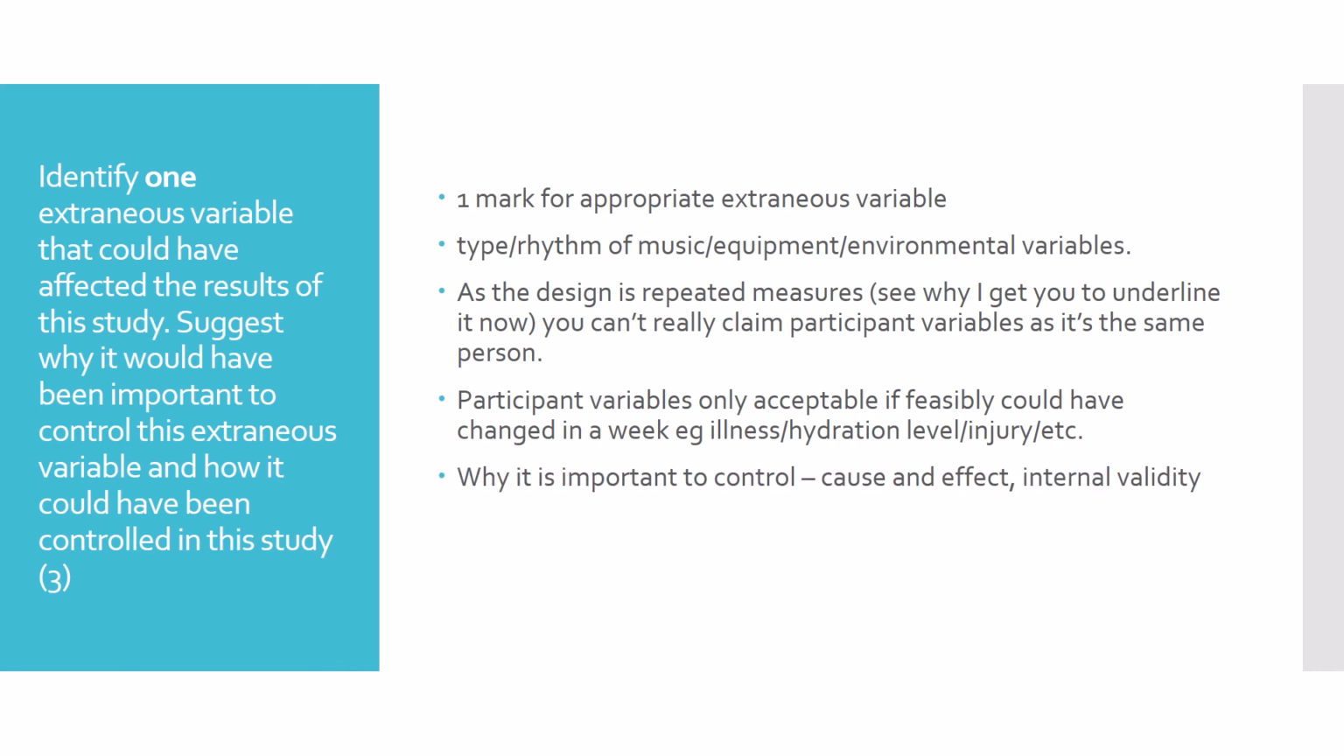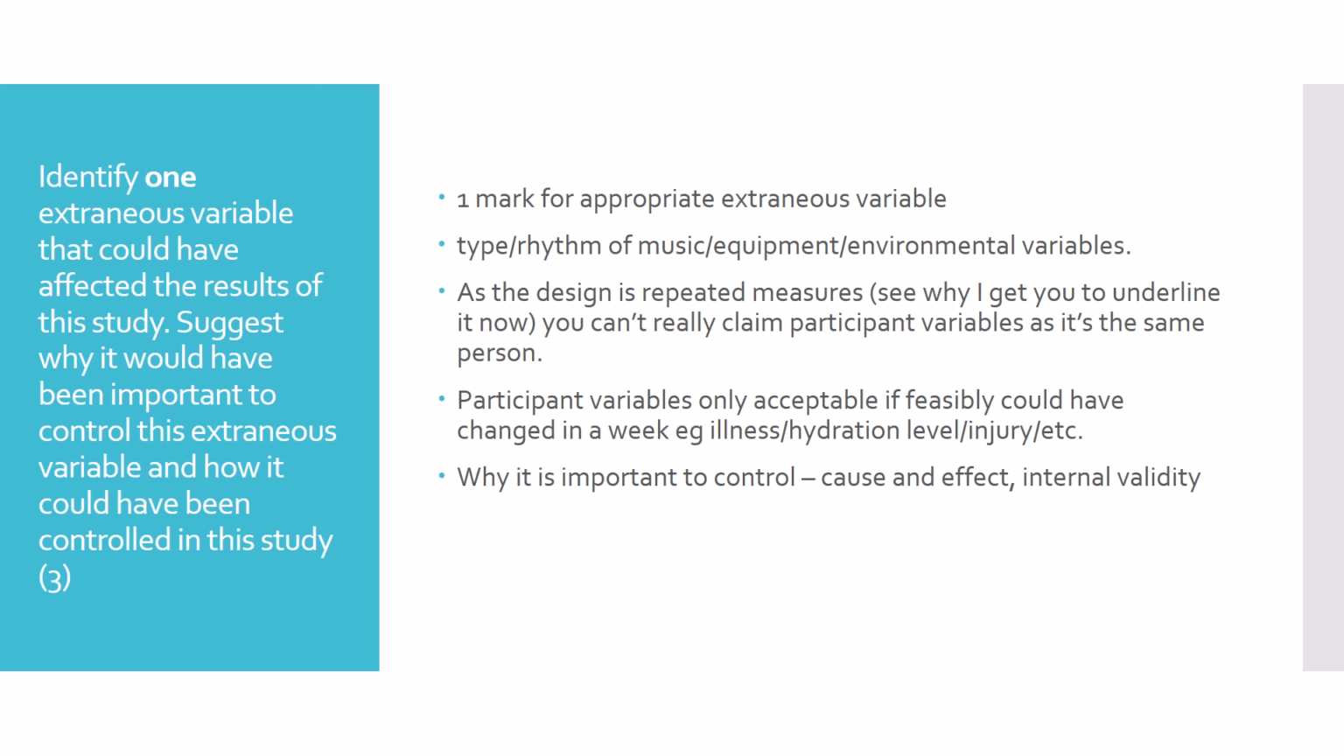And then you get a mark for explaining why it's important to control for extraneous variables, and you talk about cause and effect and internal validity, because just why it would have been important to control this extraneous variable. So it does need to be directly related to the extraneous variable. So you need to tell me why the type of music needs to be the same for everybody, or the rhythm of the music needs to be the same for everybody, or the equipment needs to be the same. If you've got 2 different running machines, is one saying that 8 miles an hour is faster than the other one, for example?